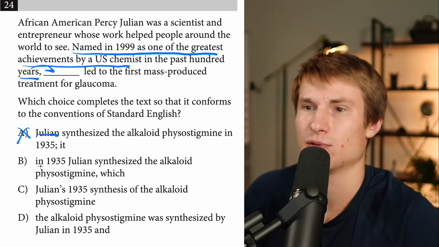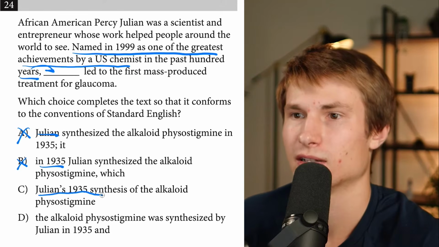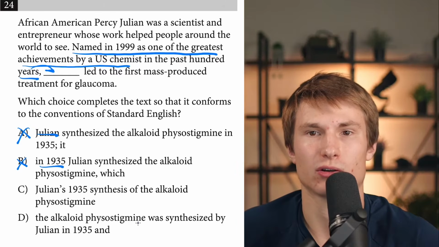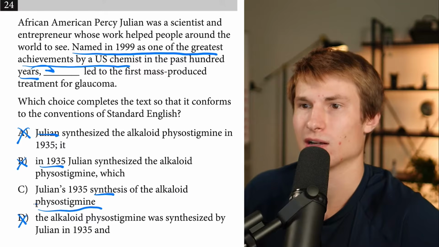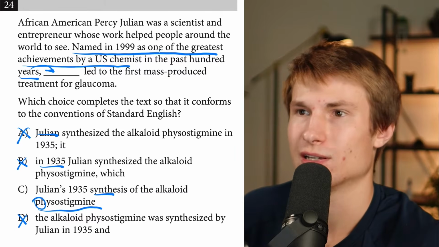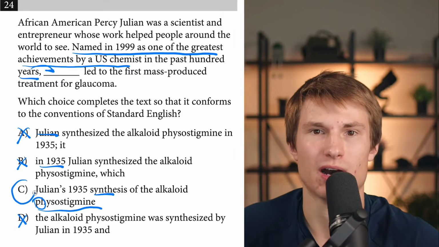If we look at B, we have a year, "in 1935," so we can get rid of that. If we look at C, we have "Julian's 1935 synthesis of the alkaloid," and then we have D, "the alkaloid itself." Okay, so it'd have to be his synthesis of the alkaloid, and I'm not going to try to pronounce that, but whatever starts with P. Okay, ultimately it's because it's named as one of the greatest achievements by a U.S. chemist. So it has to be the achievement itself that is being modified, so our answer would have to be C.